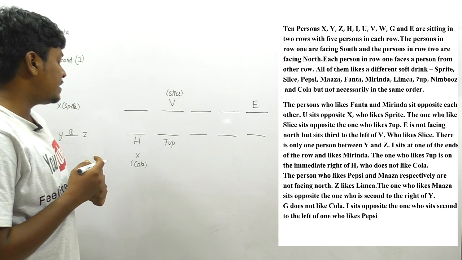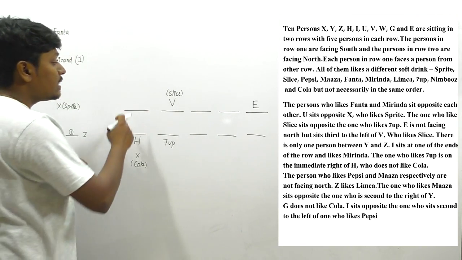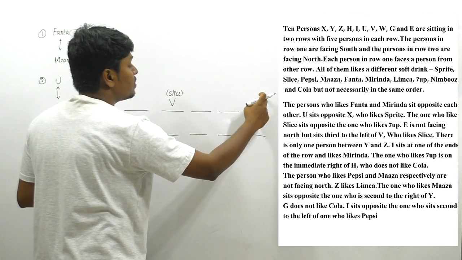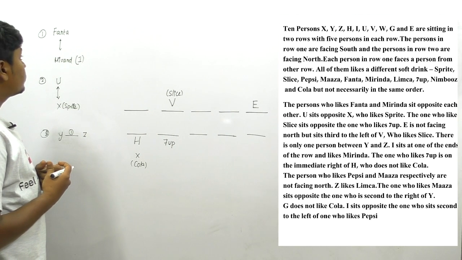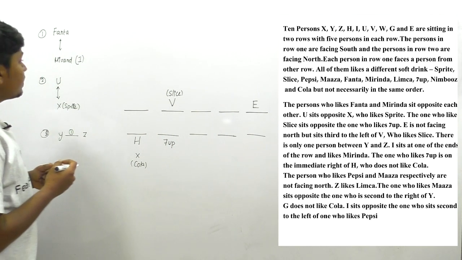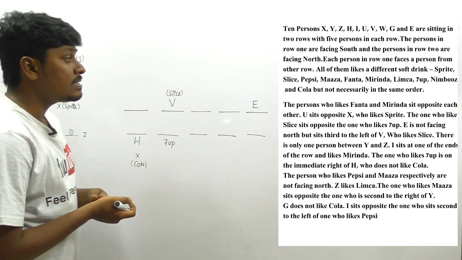So friends, listen carefully. Pepsi and Maaza are not facing north. So I can say that the person who likes Pepsi and Maaza should definitely be in row number 2, right? Whether you have Pepsi or Maaza, no, right? Okay, let me try to fix this condition. We can't fix any condition here.